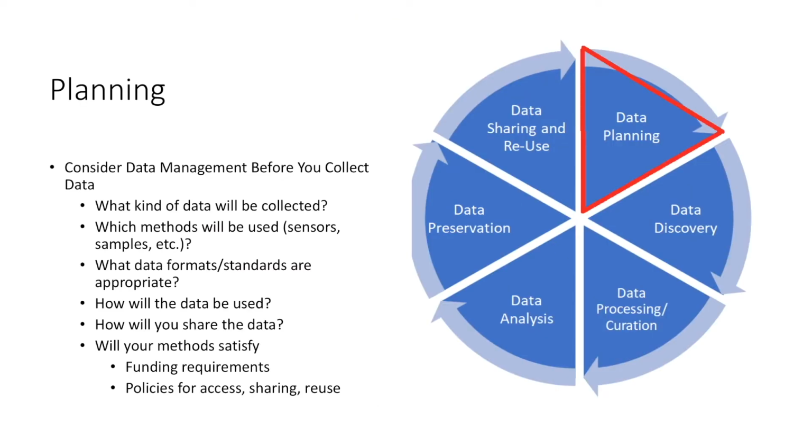So usually the first stage is data planning. This is also the stage where you will complete your data management plan, which should address what kind of data will be collected, which methods will be used to collect the data, what data format and standards are appropriate, how will the data be used, how will you share the data, will your method satisfy funding requirements and policies for access, sharing, and reuse? Now, this is a lot to address, but you will be able to answer these questions if you understand the rest of the steps in the research data lifecycle.